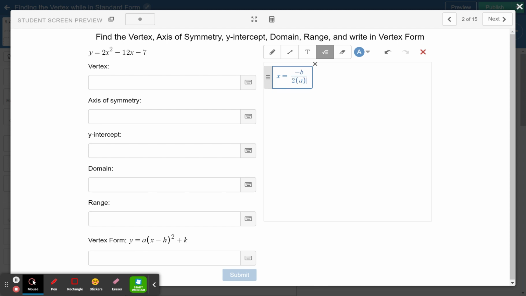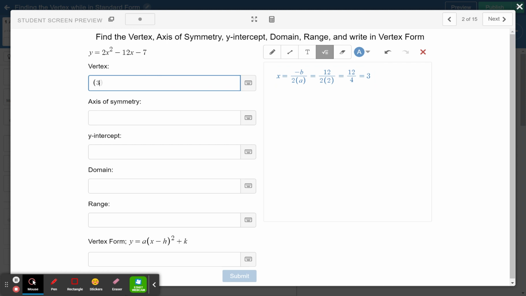All right, so in our situation, our b is negative 12, so we're going to write positive 12 over 2 times the a, so 2 times 2, right? So we have 12 over 4, which is 3. Okay, that's our x coordinate of our vertex.